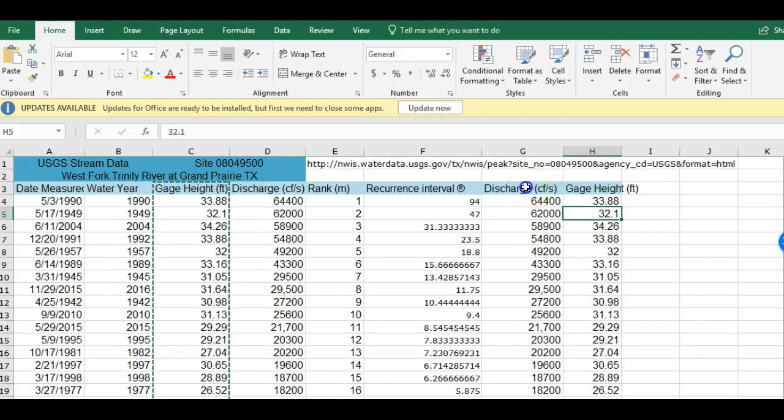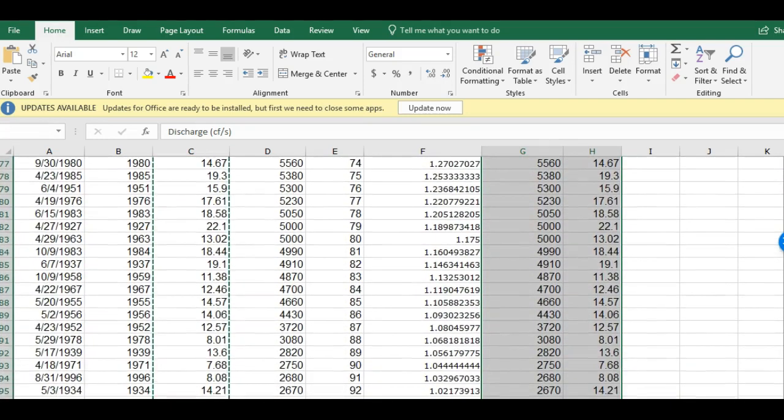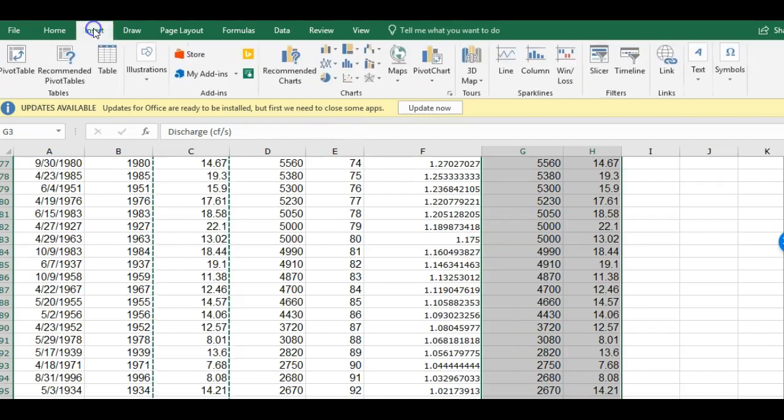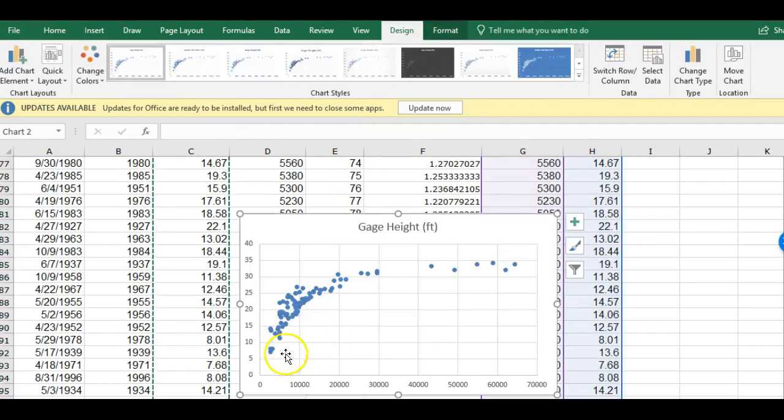So now I'm simply going to highlight both columns to create my graph. Again, Excel assumes the one on the left is the one you want for your x. Do you remember what to do now? Now I'm going to come over to Insert. I'm going to go to Charts to create a scatter plot. And there's my scatter plot graph.